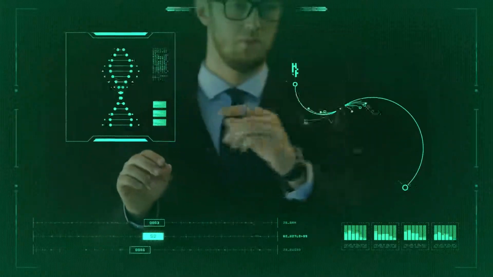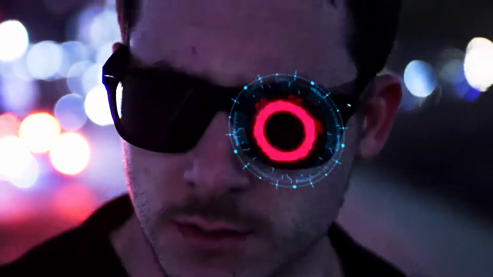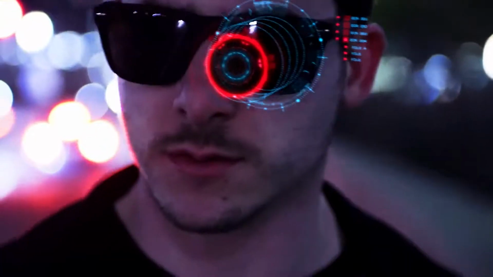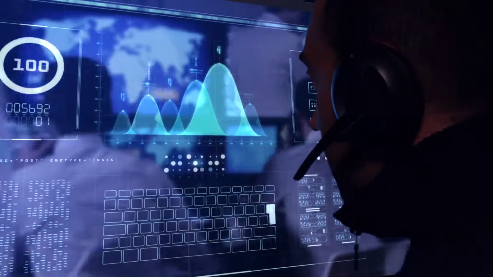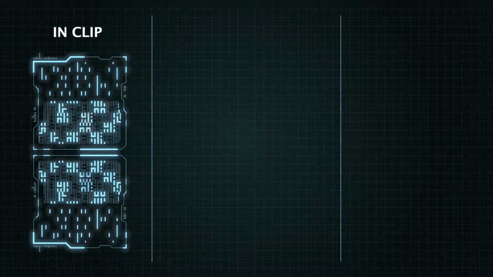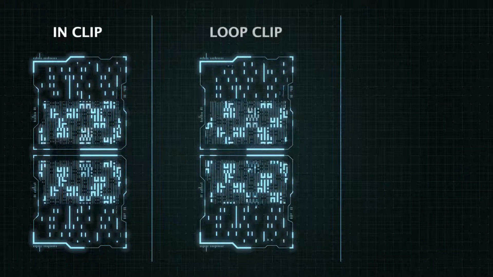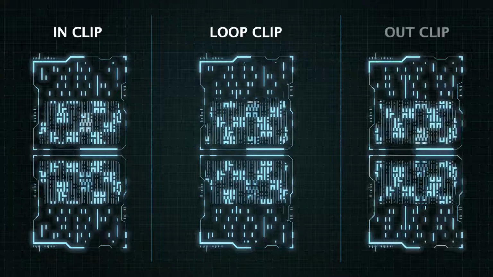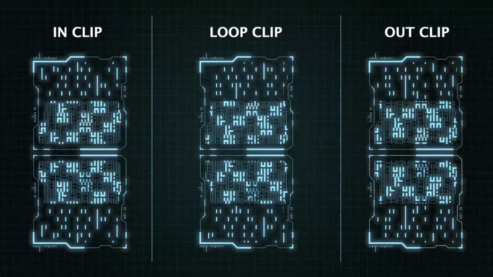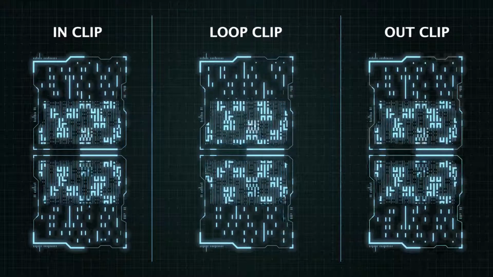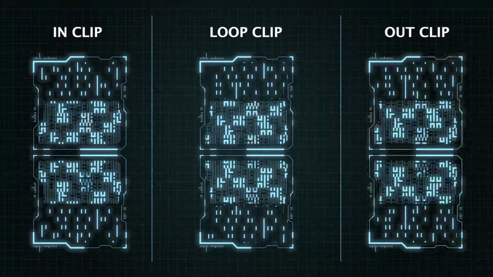All of these elements are pre-keyed elements, so they all have alpha channels already built into them, and they are all in .mov format, so you'll need to make sure that you have the most up-to-date QuickTime Player installed. And a good portion of these elements are infinitely loopable. So what that means is you'll have an in clip, a loop clip, and an out clip. And as you'll see, this is just a really big pack with tons of different options. There's over 400 elements in here, so you can really just have a lot of fun.